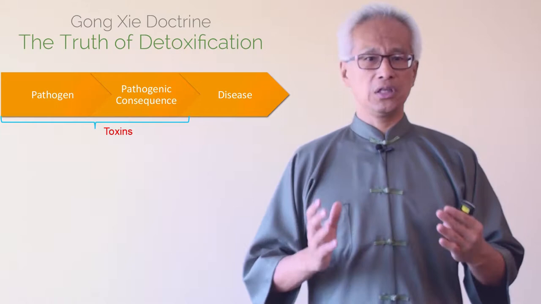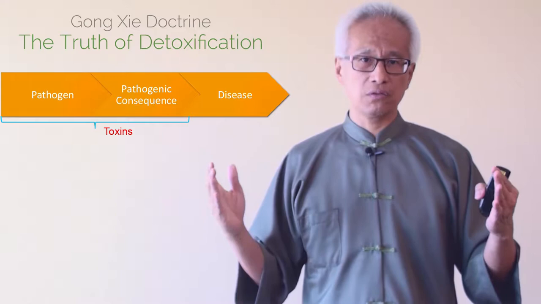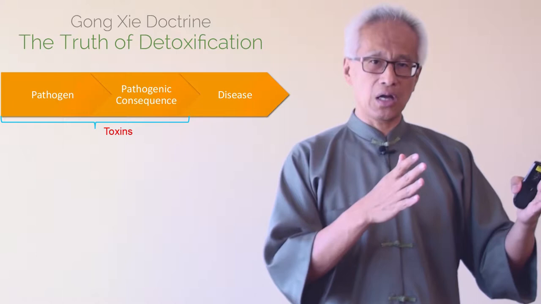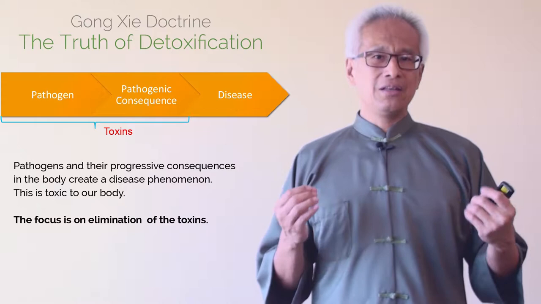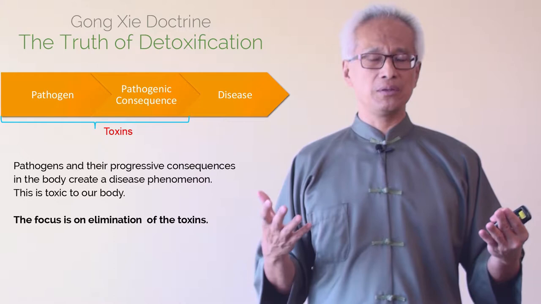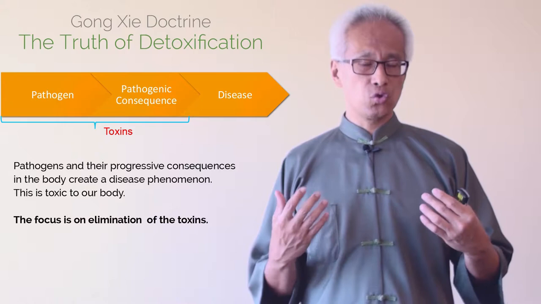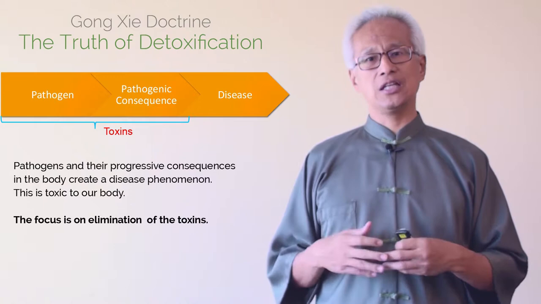Okay. So the definition of toxin in Chinese medicine is the pathogen and the pathological consequences, the symptoms it creates, the harm that it creates before it becomes a disease. So the pathogen and its progressive consequences in the body create this disease phenomenon. This is toxic to our body and we need to get rid of it. So the focus of this school is to get rid of the toxins that cause disease in our body.